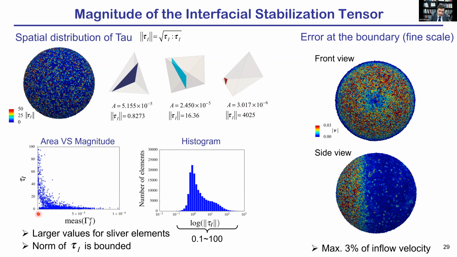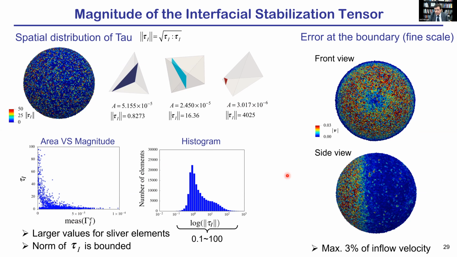These are the values of tau for smaller elements as a measure of some length scale of the sliver element. The magnitude increases for smaller elements, but when we look at the histogram, most of the elements stay in this range of 0.1 to 100, and the maximum value is bounded; it stays at 100.